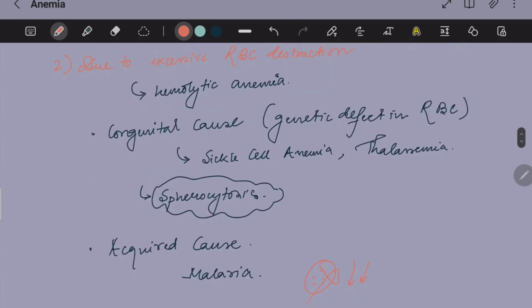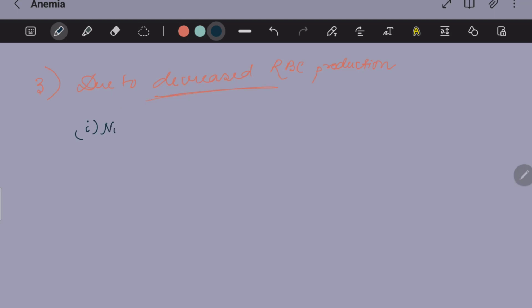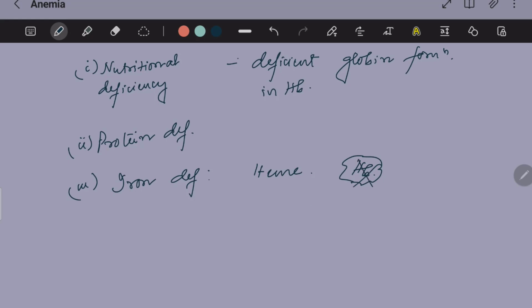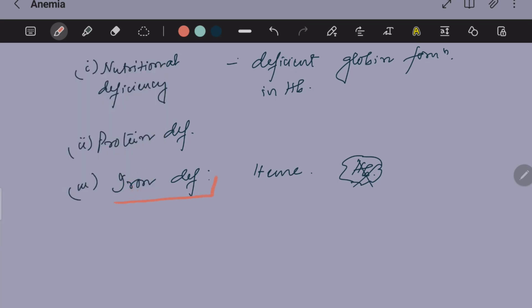Now, this brings us to the third etiological cause, which is due to decreased RBC production. RBC production can be decreased in many cases. For example, in case of nutritional deficiency, this leads to deficient globin formation in the hemoglobin. Second, can be due to protein deficiency. Third, can be due to iron deficiency. Iron is required for heme formation. Its deficiency will lead to impaired hemoglobin formation in the RBC. And this iron deficiency anemia is the commonest type of anemia found in India.